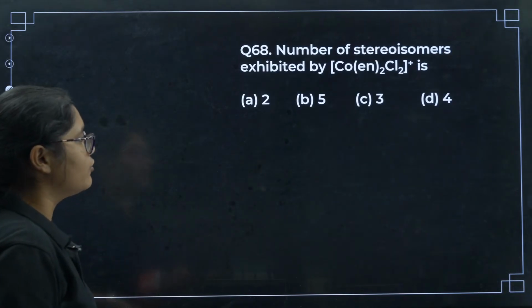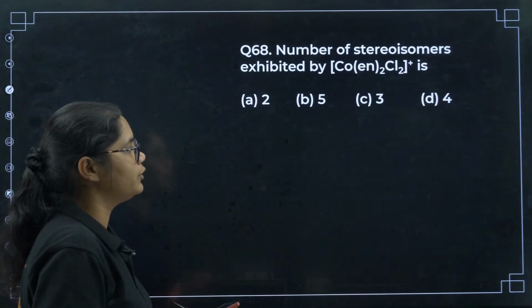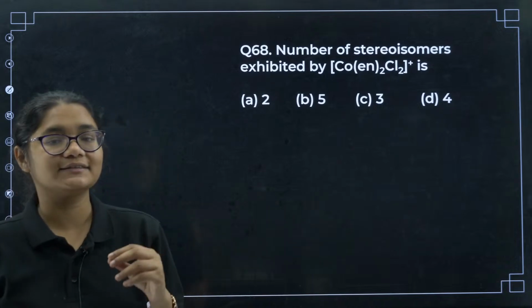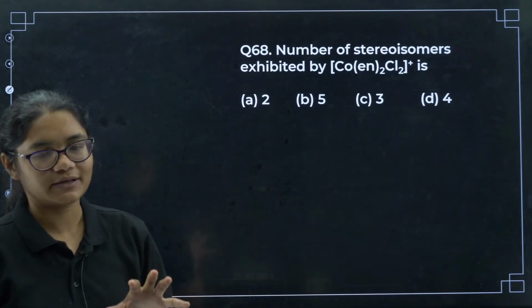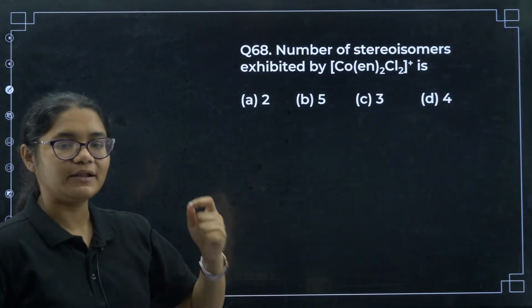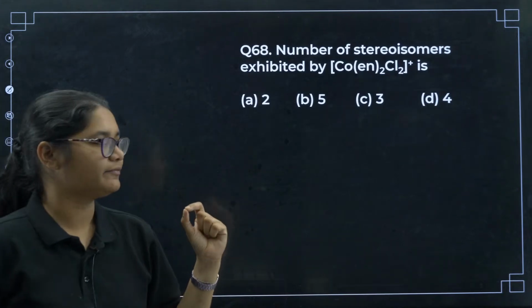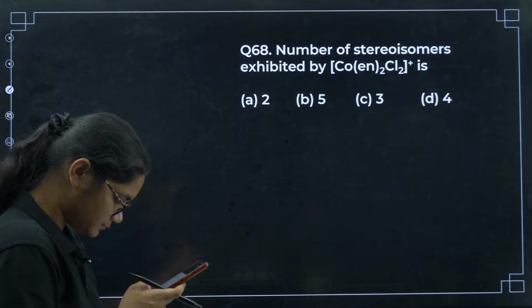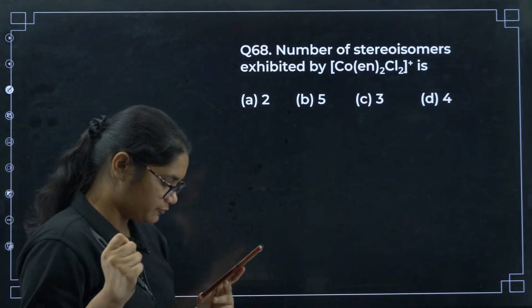Okay, next we have 68. The number of stereoisomers exhibited by Co(en)2Cl2. When it says stereoisomers, it includes geometrical isomers as well as optical isomers. So you have to think in that way. Geometrical plus optical, you have to add and answer. Is it 2, 5, 3 or 4?